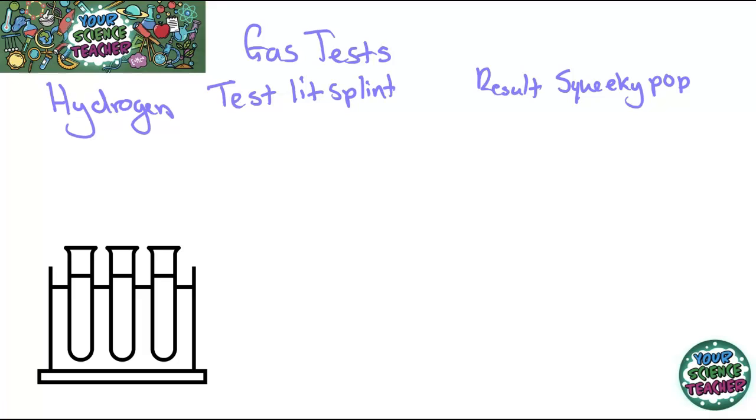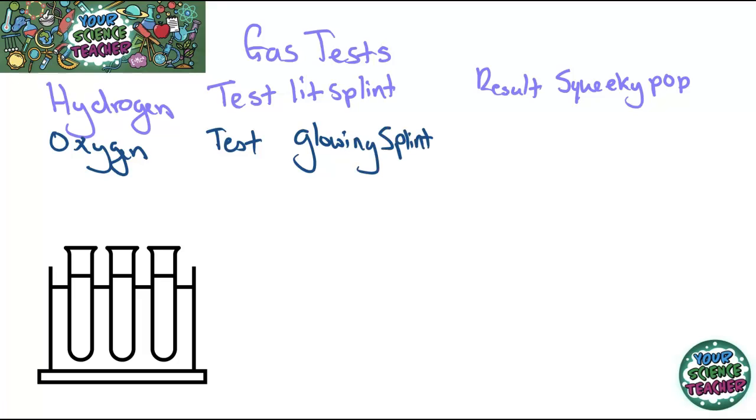What about another gas? Well, these are all colourless, odourless gases really, and oxygen's the next one. And the test for oxygen is, this time we don't use a lit splint, we use a glowing splint. And what happens to the splint? The splint relights, just like the song, "Relight my fire." It relights.